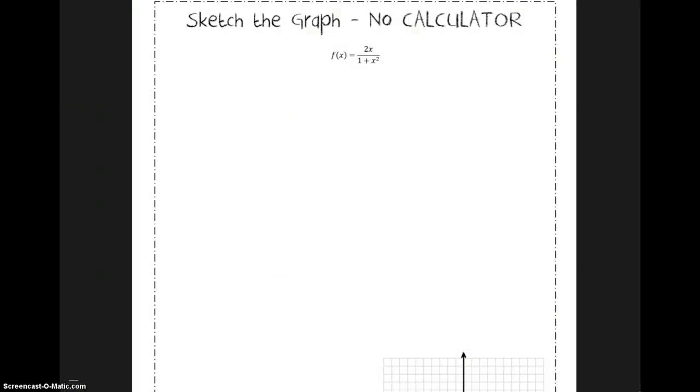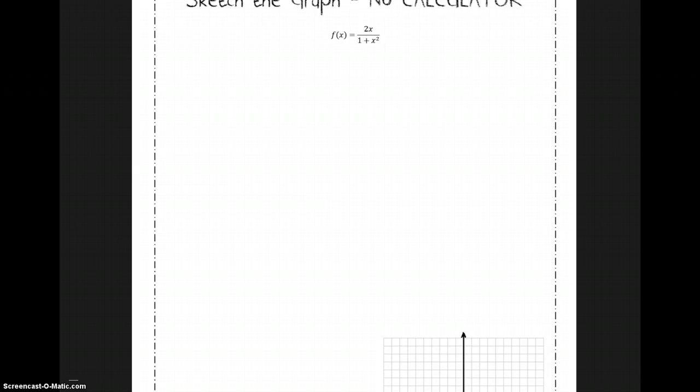Okay, we are going to look at another rational function and sketch the curve of this function. So again, let's start by looking at the domain. Because it is a rational function, we may have some vertical asymptotes, and that would happen if our denominator was equal to 0. Our denominator is 1 plus x squared, so that cannot equal 0. So again, our domain is all real numbers, negative infinity to positive infinity.